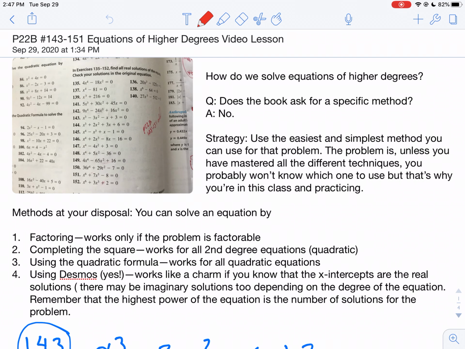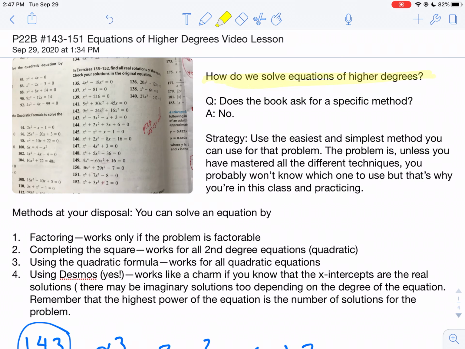Alrighty, so the first thing we want to do, oh, by the way, this is from page 22b, problems 143 through 151. And the question is, how do we solve problems of higher degrees?